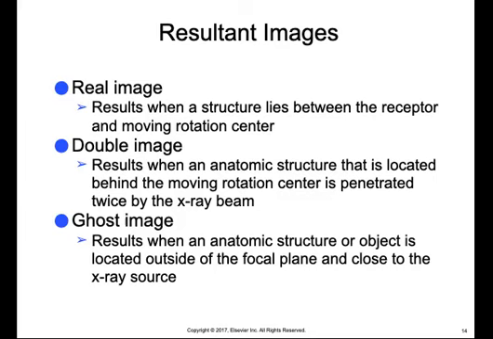A ghost image results when an anatomical structure or object is located outside of the focal plane and close to the X-ray source. A ghost image resembles its true image and is found on the opposite side of the receptor, such that the image appears blurred and magnified. A ghost image appears higher than the true image as a result of the negative vertical angulation of the X-ray beam. So we'll discuss a little bit more of what these images look like shortly.